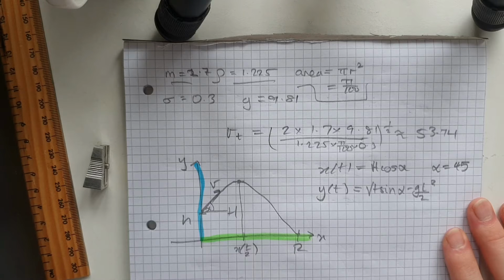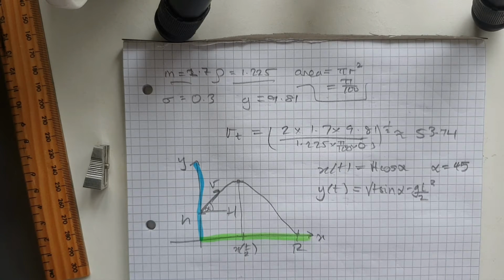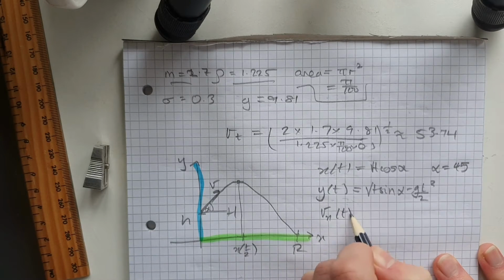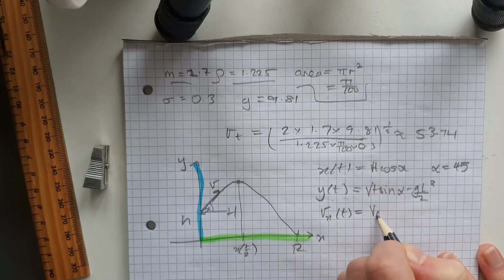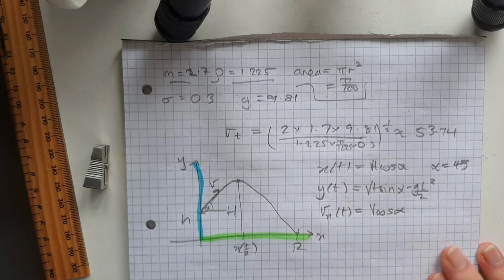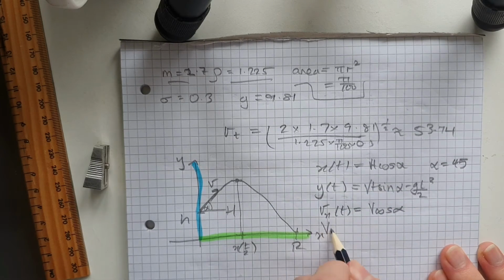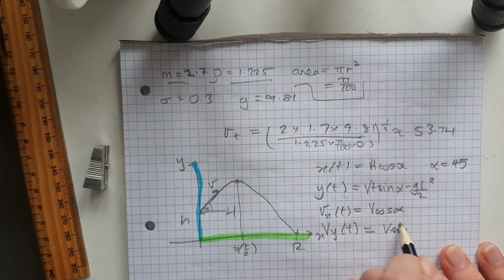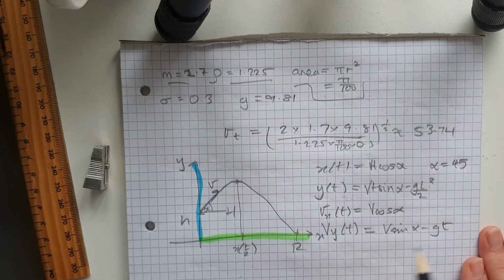Now, we want to look at velocities because we're talking about terminal velocity. So we can create new functions. V of x of t is equal to v cos alpha from this one by differentiating. Don't worry if you don't know what that means. And v y of t being v sine alpha minus g t.